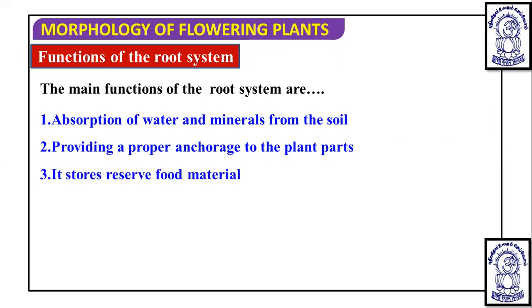Roots are also known to store food, so they store reserve food material. And one more important function is that they synthesize some plant growth regulators. Plant growth regulators are nothing but plant hormones or phytohormones. So some of them get synthesized here. These are the four main functions of the root system according to NCERT. You should remember this. It is not that other functions are not there. There are more functions, but these are the four main functions.